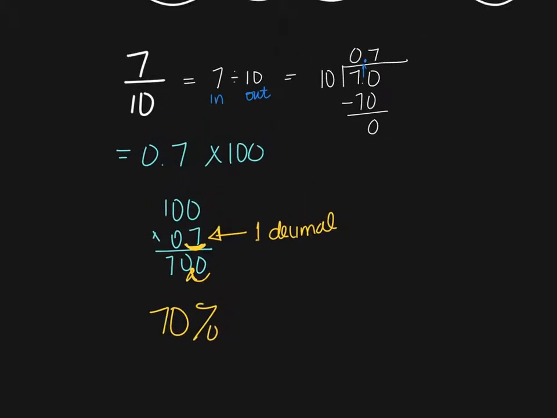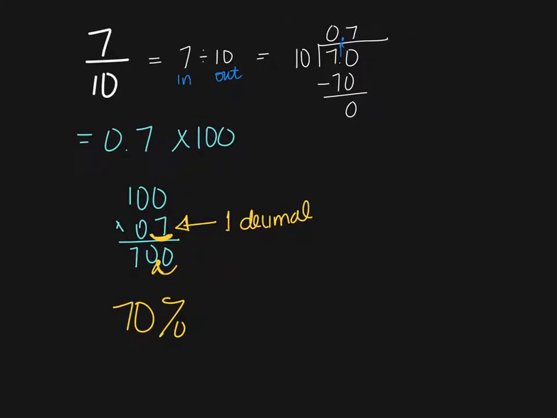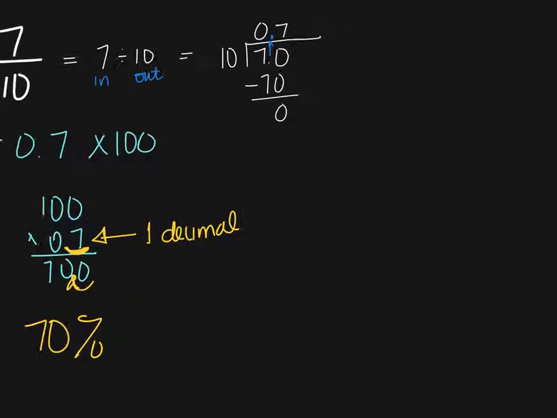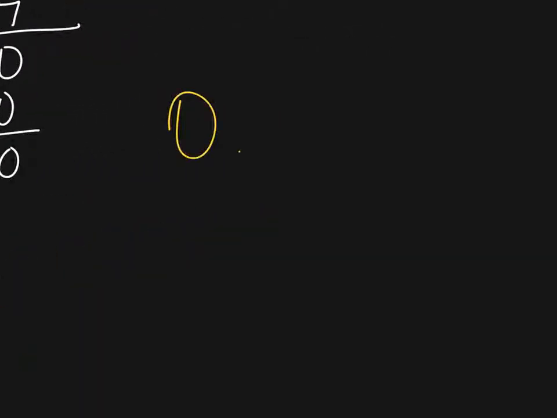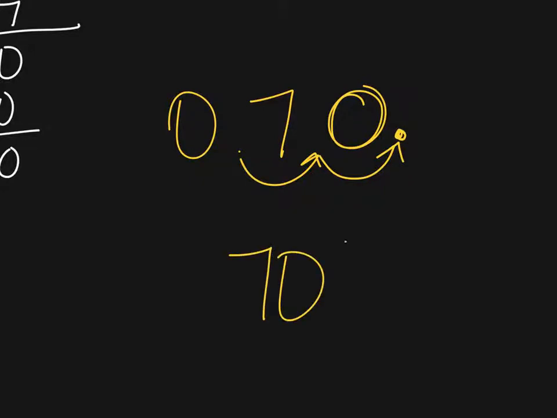Now, some of you might have also noticed that with the decimal 0.7 and timesing by 100, if you want to actually change a decimal to a percent, you just move it 2 times. So then the decimal appears here, and I need to fill this in with a 0. So then it becomes 70%.